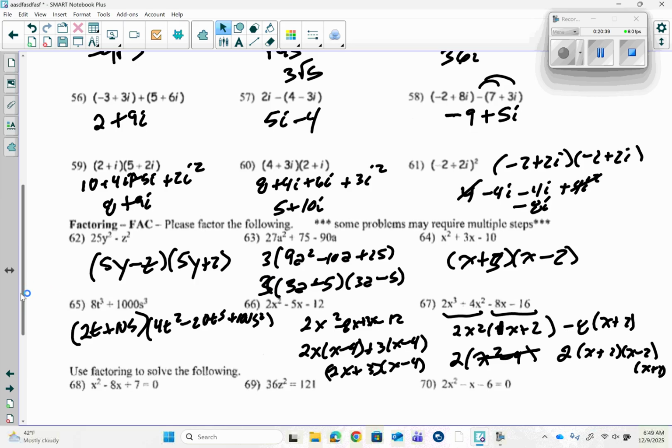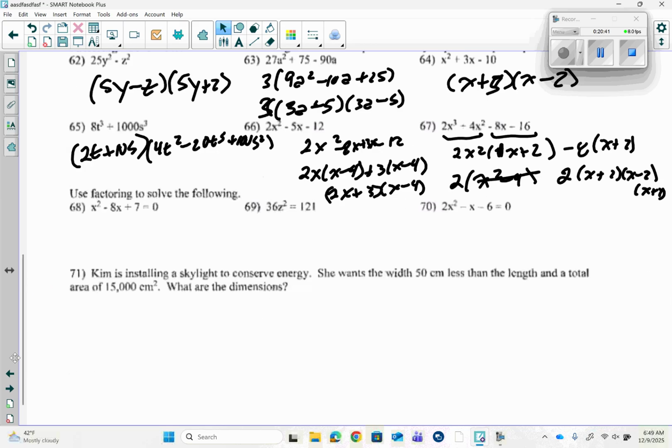Again, make sure you ask your teacher if I didn't go over some of these or I went too quickly. We want to solve: what two numbers multiply to give us positive 7 and add to give us negative 8? Set those equal to 0, so x equals 7, x equals 1. This one, I'm going to take the square root of both sides, so that's going to give me 6z equals plus or minus 11. Divide each side by 6, so plus or minus 11 over 6.